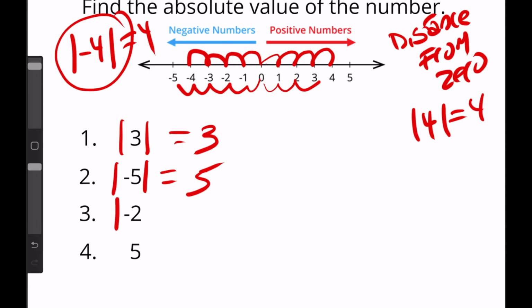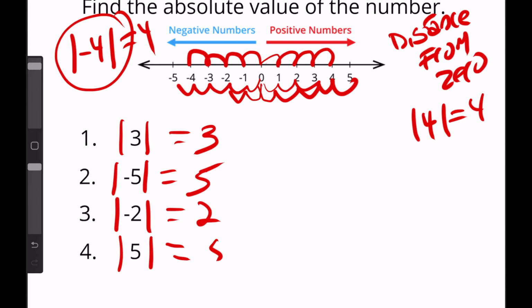Okay, what is the absolute value of negative 2? Well, I think we can figure this out. It should be 2. How many spaces is negative 2 from 0? 1, 2. It's 2. And the absolute value of 5? Well, how many spaces is 5 from 0? 1, 2, 3, 4, 5. It's 5. So the absolute value of a number is the spaces from 0. The absolute value of any number, whether it's negative or positive, is just that number, positive. There are no negative absolute values.